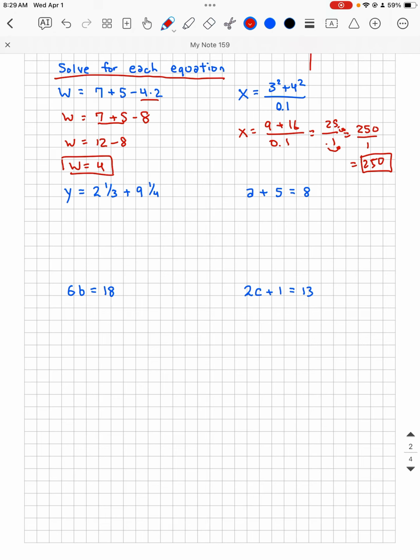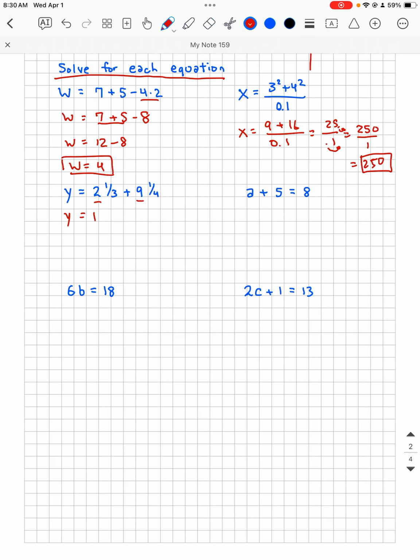And a lot of these right now, I'm kind of prepping you, or actually more like reviewing with you how to add and subtract fractions and decimals, and so forth, just because it's worth looking into. So 2 1/3 plus y plus 9 1/4 is equal to y. So the y, we'll leave it on the left-hand side. We'll go ahead and maybe add the like terms just to make things a little bit easier.